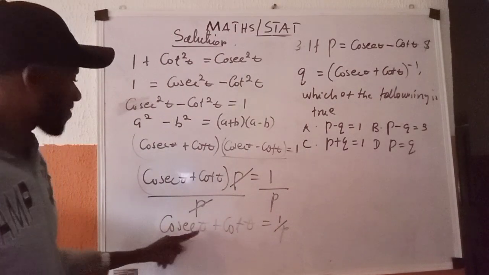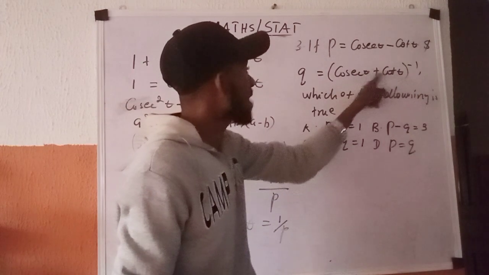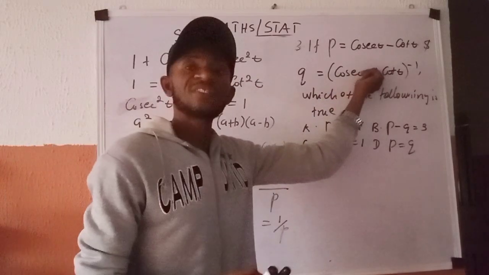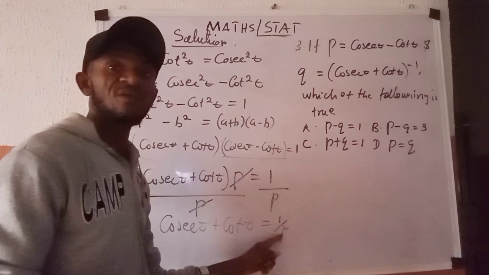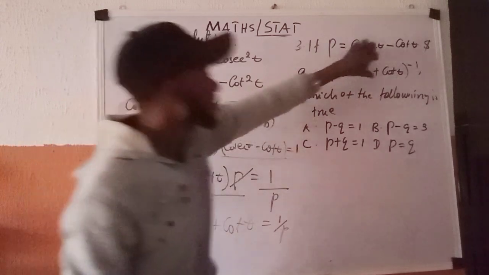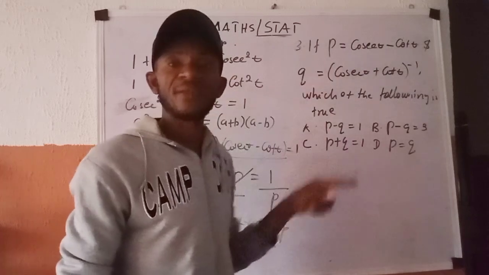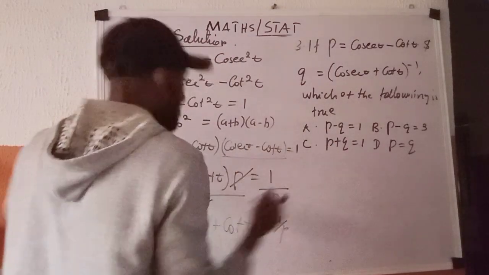What I have here is cosec theta plus cot theta. What they have here is cosec theta plus cot theta. So what I have here and what I have here is the same thing. But they are telling me that what I have here is 1 over P. So if I want to find my Q, it is going to be 1 over P raised to power 1.